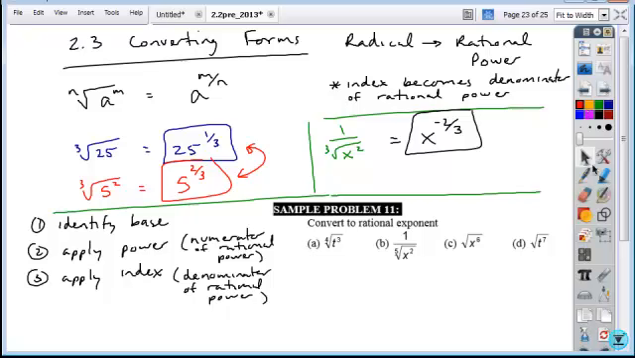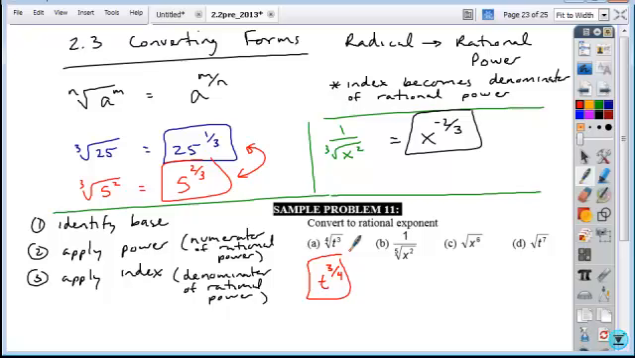So in the first one, you're looking at a base of t. There's step 1, power of 3, step 2, and then the index of 4 becomes the denominator of that rational power. So there would be your rational power form.